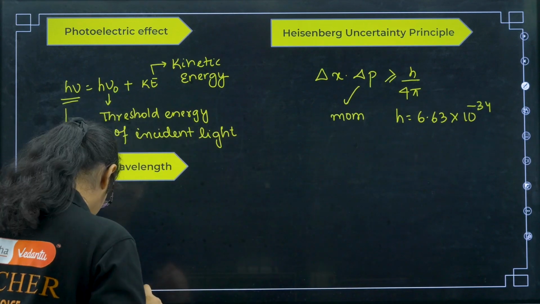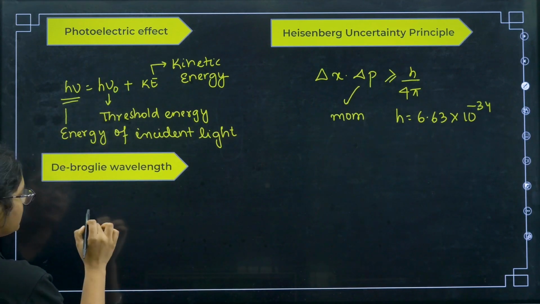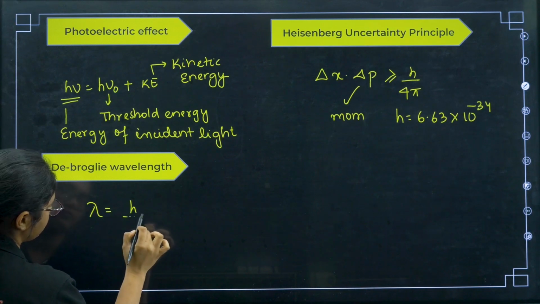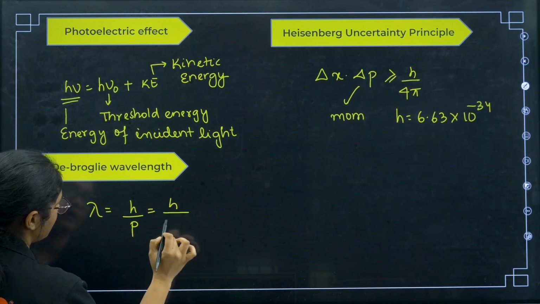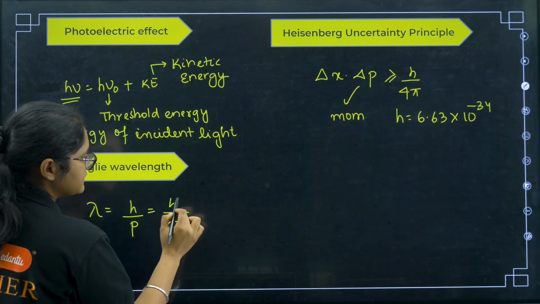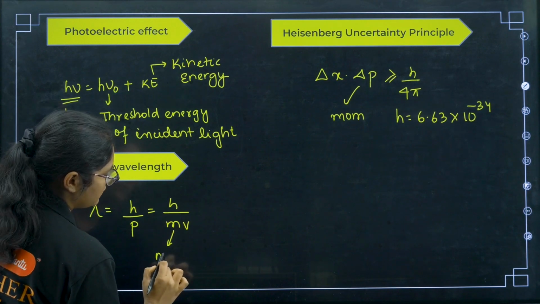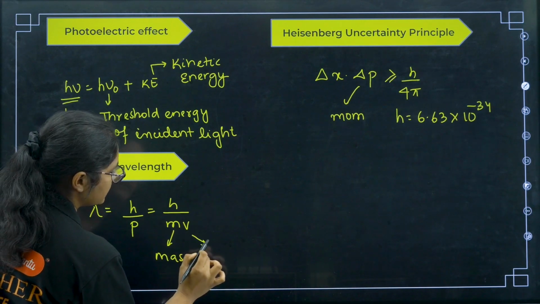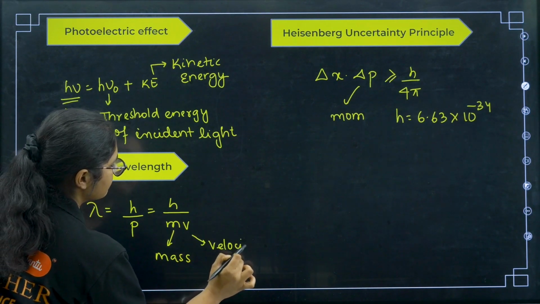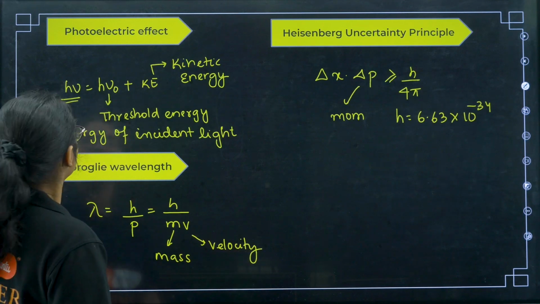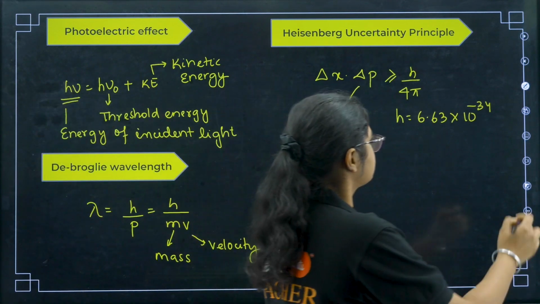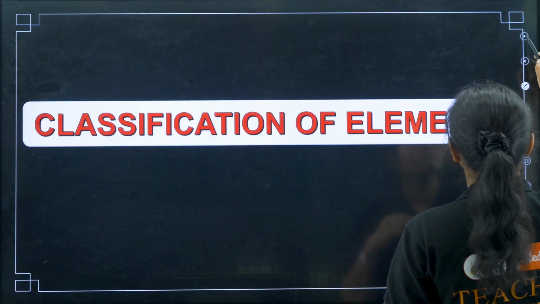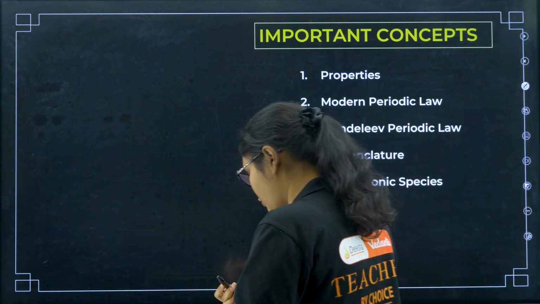Now coming to de Broglie wavelength. According to de Broglie wavelength, lambda is equal to h by p, or I can write h by m into v, where h is again Planck's constant, m is your mass, and v is velocity. So these were the formulas from this chapter. Next, we'll move to classification of elements and periodic table.